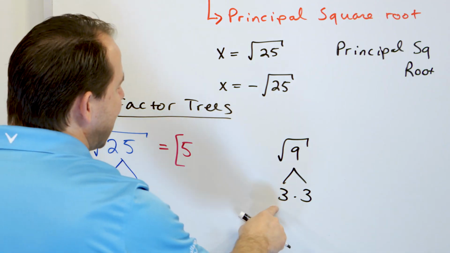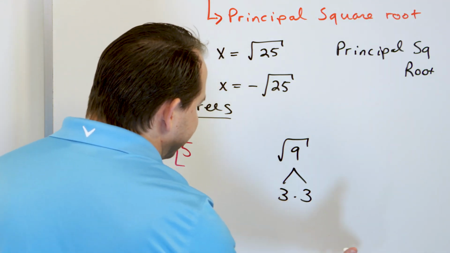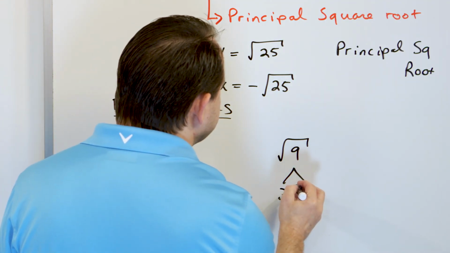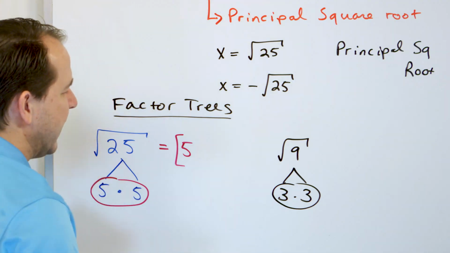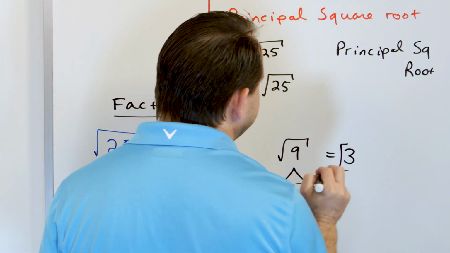Of course, I could do 1 times 9, but then that would have to break up the 9 into 3 times 3, and it would be the same thing. So I have 3 times 3 here, and I'm going to circle this as a pair because it only counts as one unit. I take that guy out, and so the answer is 3 because it only counts one time.